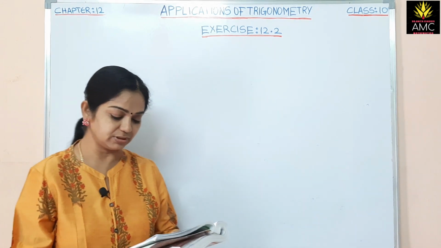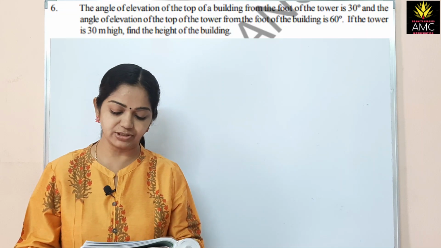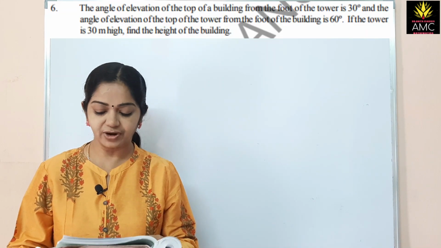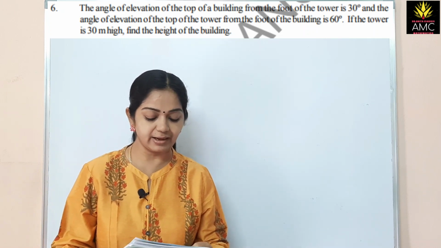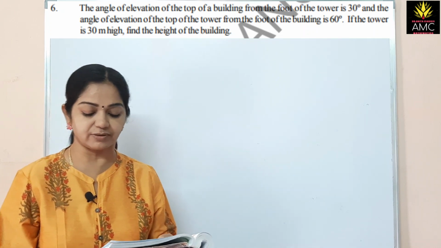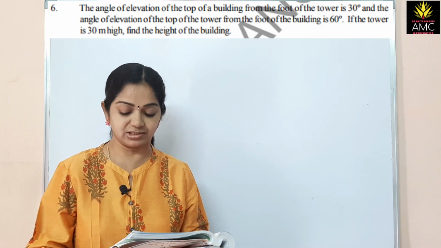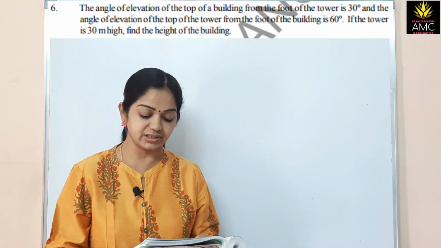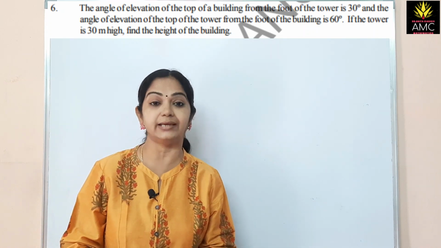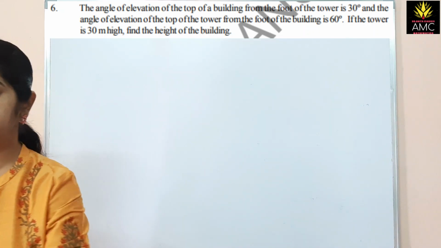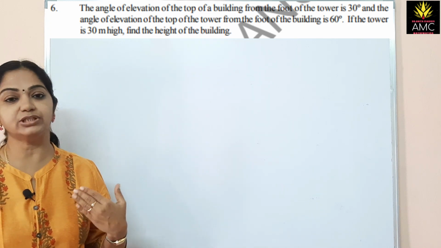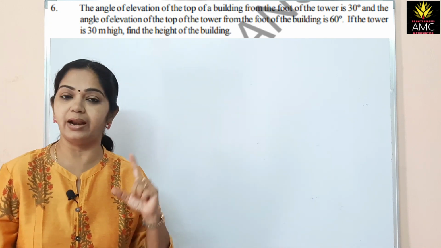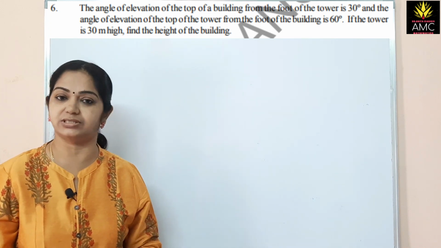Now I'll read out the 6th one. The angle of elevation of the top of the building from the foot of a tower is 30 degrees and the angle of elevation of the top of the tower from the foot of the building is 60 degrees. If the tower is 30 meters high, find the height of the building. Here, the height of the tower is given and we need to find the height of the building, and two angles of elevation are given.